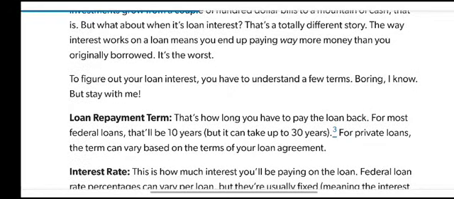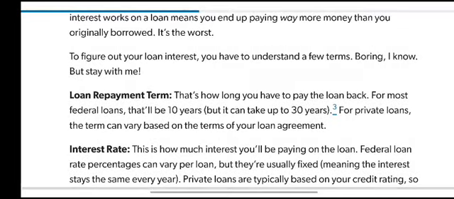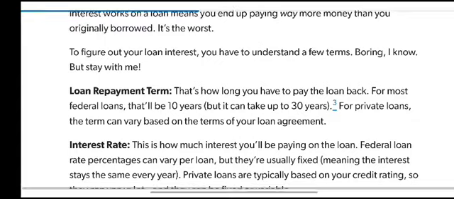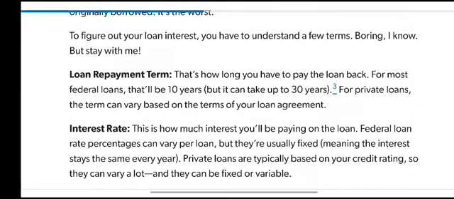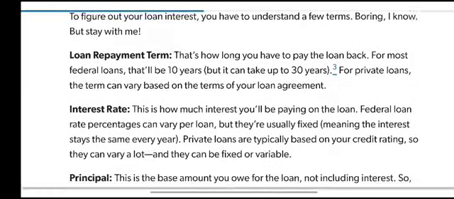To figure out your loan interest, you have to understand a few terms. Boring, I know, but stay with me. Loan payment term, that's how long you have to pay the loans back. For most federal loans, that will be 10 years, but it can take up to 30 years. For private loans, the term can be based on the terms of your loan agreement.